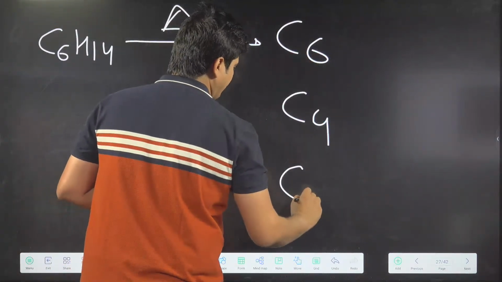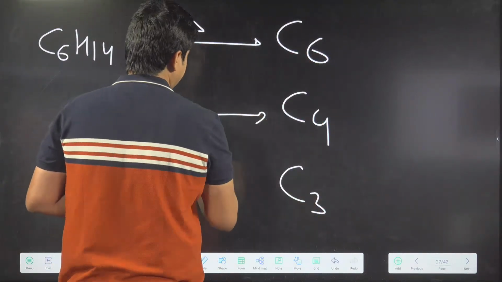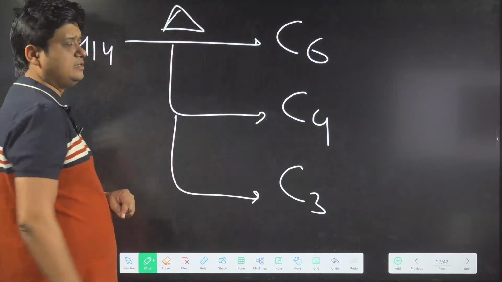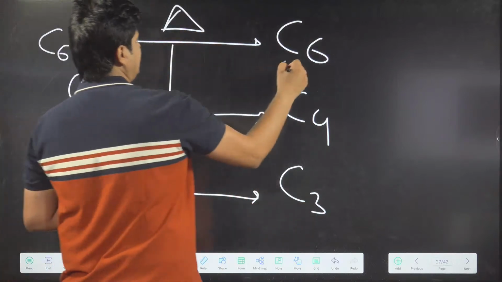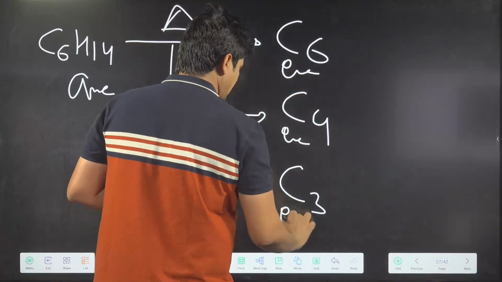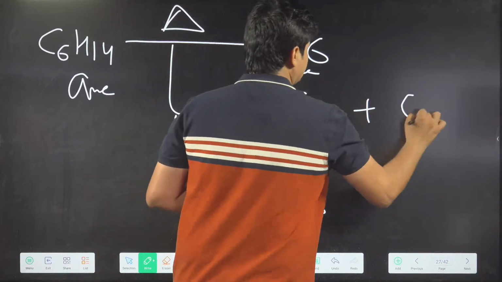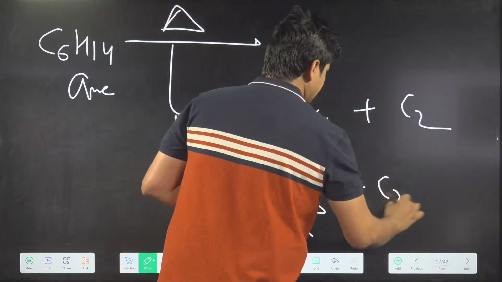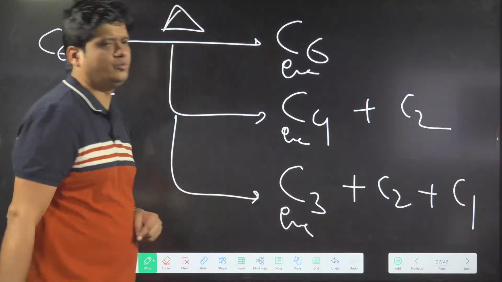C6, C4, C3. This is in. So this must be in. This is in. So the lower one is in. This is also in. This is C4, so this is C2. This is C3, so this is C2 plus C1. 3 plus 2 plus 1, 6.